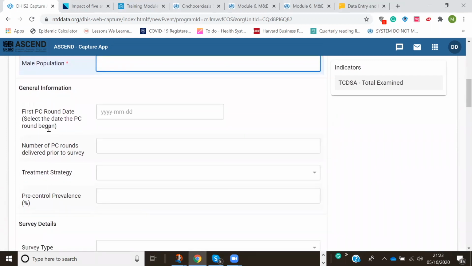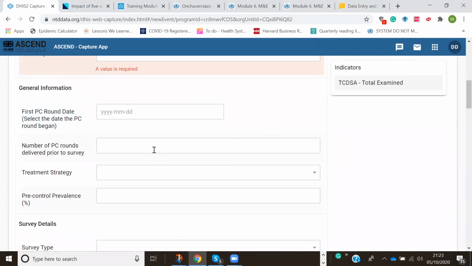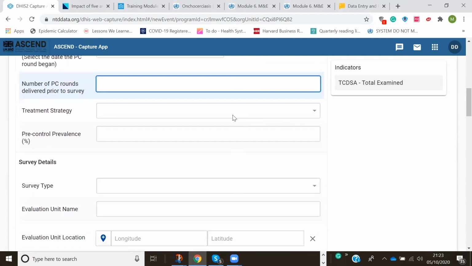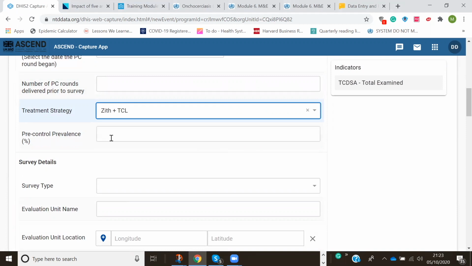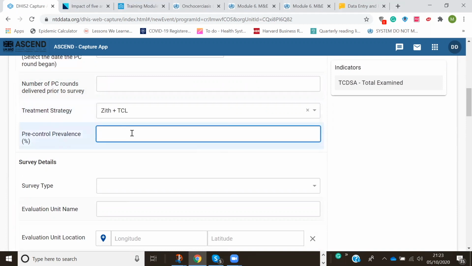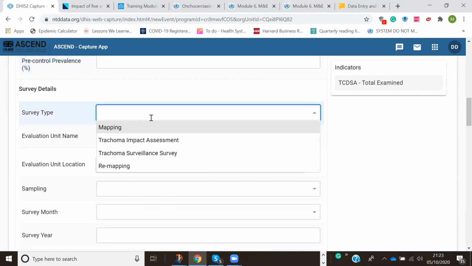And then we have the general information with regards to the first PC round that was conducted, and then the number of PC rounds that have been delivered so far. And then we have the treatment strategy. Was it azithromycin only or azithromycin in combination with TEO? What is the pre-control prevalence that needs also to be reported? We have the survey type, where you have the various surveillance activities that are employed. You have the mapping, the trachoma impact assessment, we have trachoma surveillance survey, and we have the remapping.